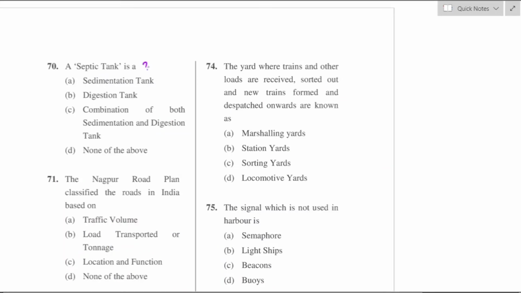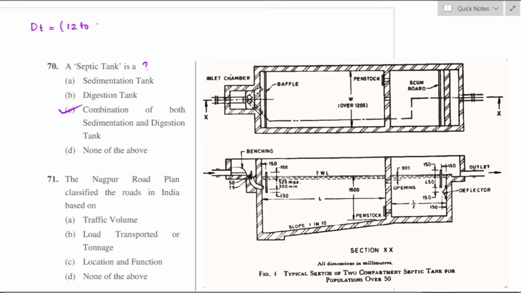Question number 70. A septic tank is a. A septic tank is defined as the primary sedimentation tank which serves as a combination of both sedimentation and digestion tank. Option C is the right answer. Usually the septic tank has a detention period of 12 to 36 hours, having a width of 650 mm, and the length of the septic tank is 2 to 4 times the width, and depth of 1 to 1.3 meter, with a capacity of 1 cubic meter.